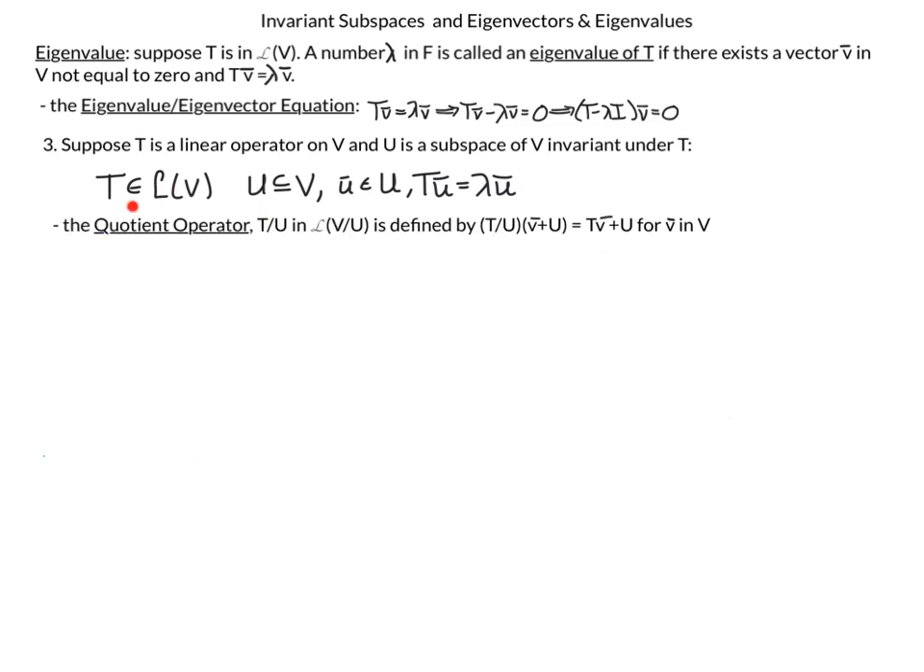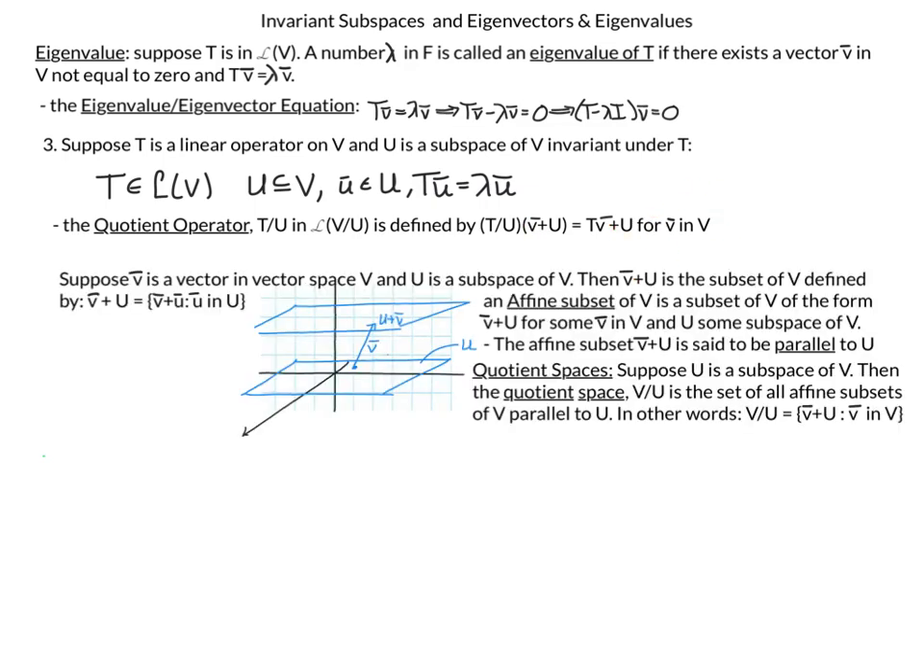The next operator we will consider is the quotient operator T over U, which is a linear operator on V over U. It's defined by T over U taking an element of V over U, which looks like v plus U, and mapping it to Tv plus U for a vector v in the vector space V. Let's do a really quick review of V over U. Suppose v is a vector in a vector space V and U is a subspace of V, then v plus U, which are the elements of V over U, is the subset of V defined by v plus U equal to v plus u for all vectors u in U.